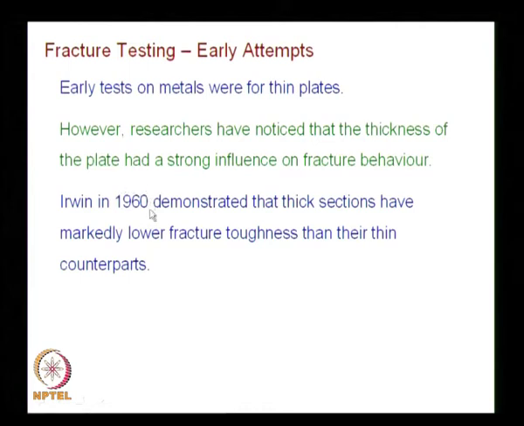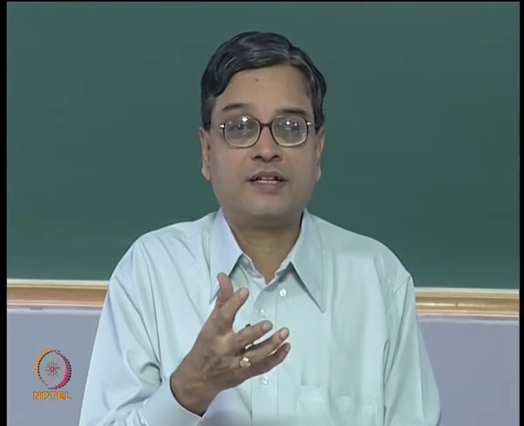And Irwin in 1960, mind you this is one of the early stages of fracture mechanics development, demonstrated that thick sections have markedly lower fracture toughness than their thin counterparts. So, at that time they did not know what the reason was. When you are doing a design, you will have to take a value which is a property of the material, and when does it become a property of the material? Only under plane strain condition, that we know.